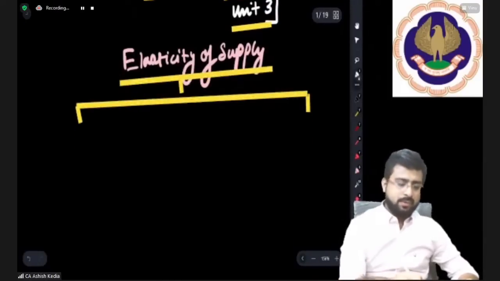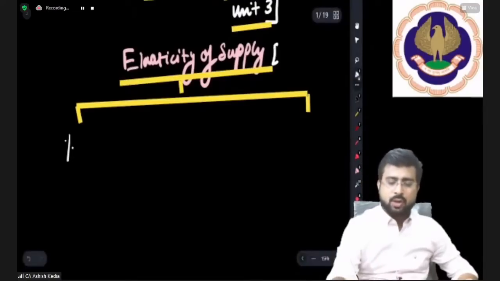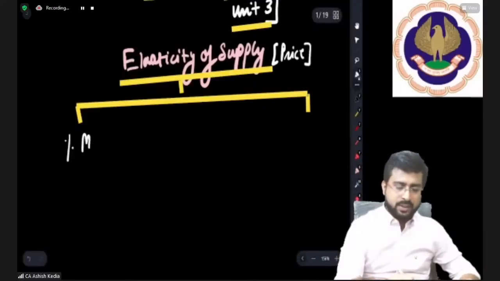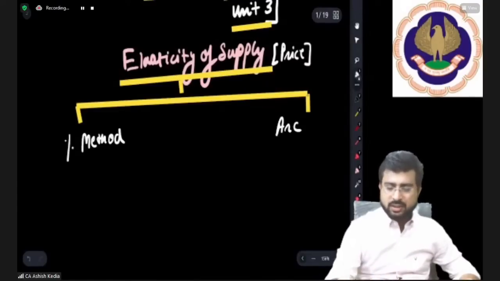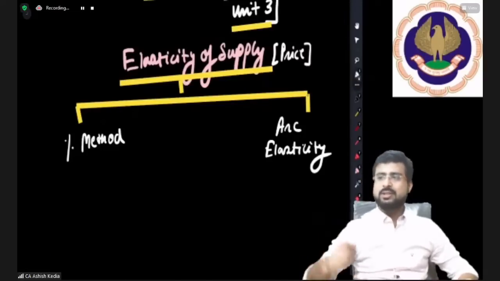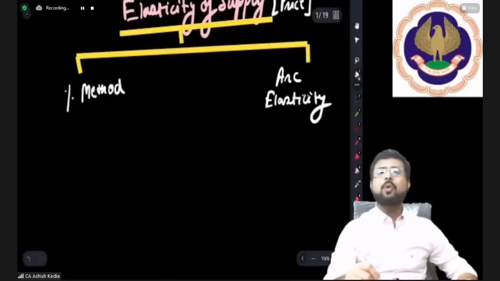Basically, first of all, it's only price elasticity that you need to know. And under price elasticity, only two methods you are supposed to know. Number one is the percentage method, and number two is the arc elasticity method. So sir, are we going to discuss both? Absolutely yes, we are going to discuss both. Don't you worry at all. Okay, so let's start without any further delay. All right, let's talk about the percentage method.